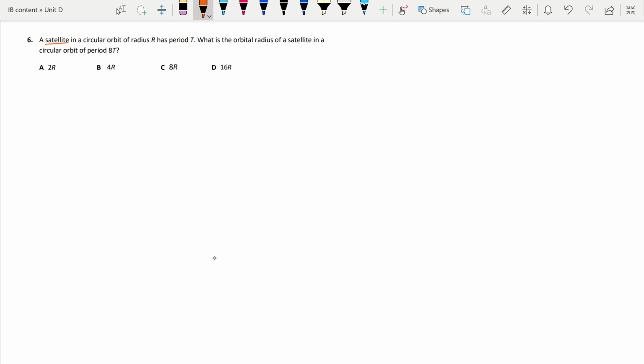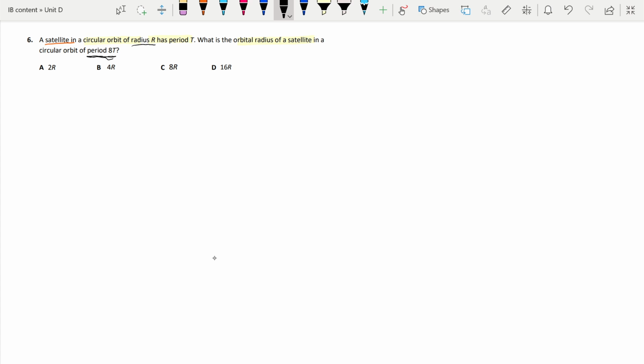A satellite in a circular orbit, that is specially mentioned because it has a constant time period as long as the satellite will be in the same orbit. What is the orbital radius of the satellite if you increase its radius, and now the time period is 8T, 8 times its old time period?